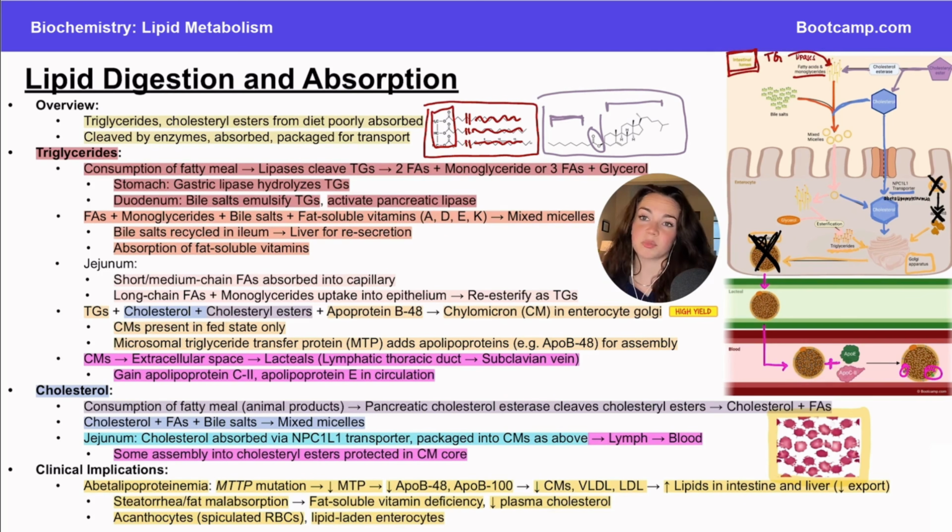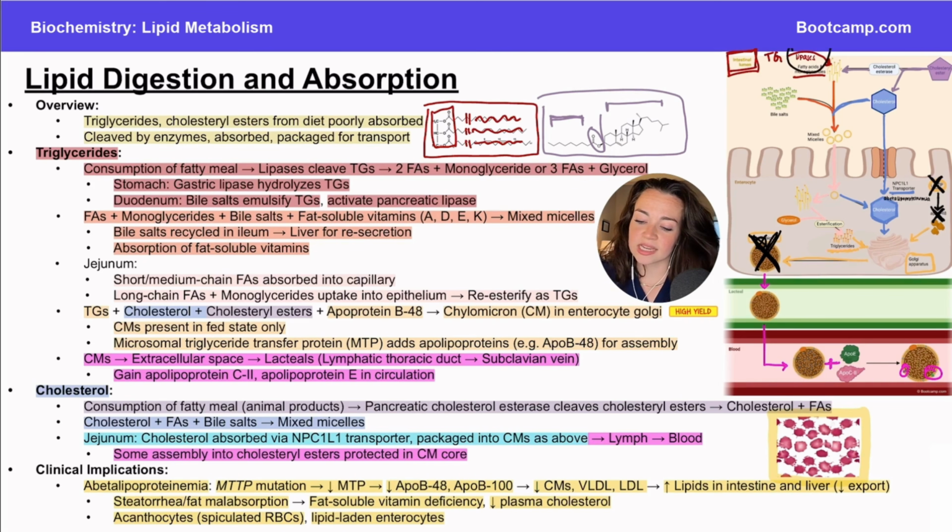So let's sum things up. We've got these big, hydrophobic, clunky fat molecules when we eat a big fatty meal. We need to break them down into their pieces, put them into moving boxes, and get them across the membranes where we can put everything back together and get them sent off to the blood.